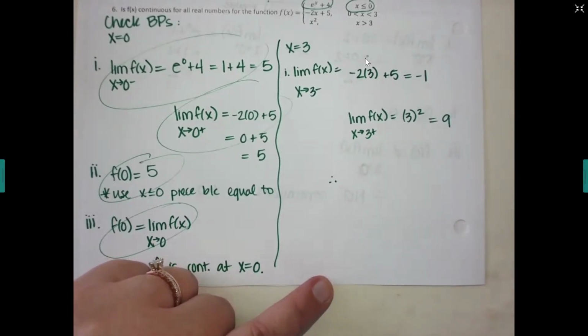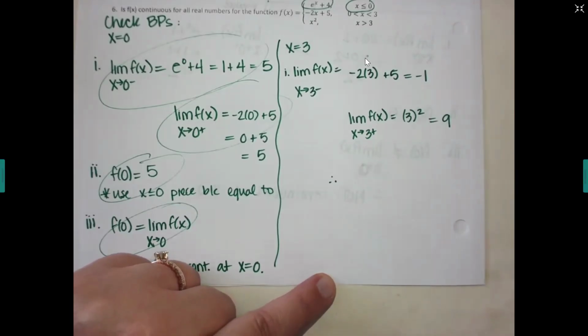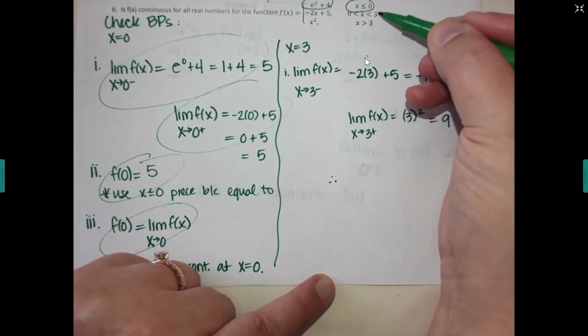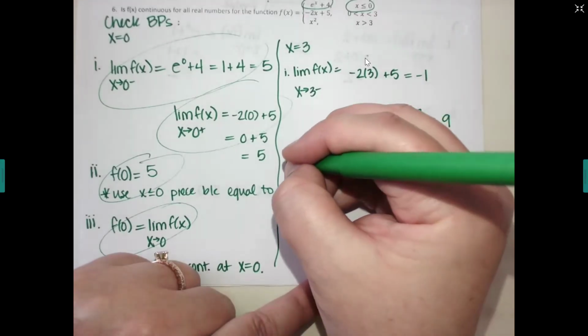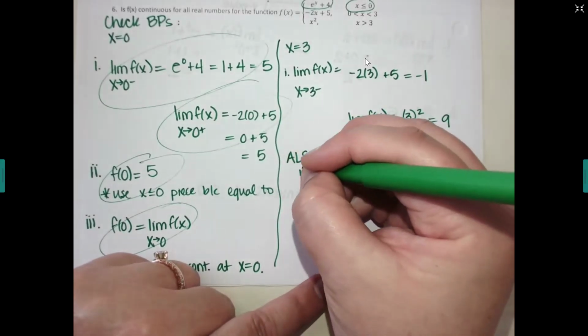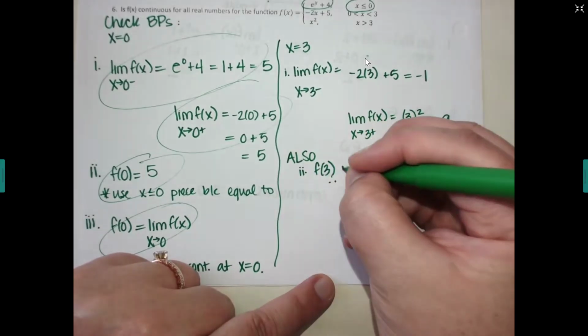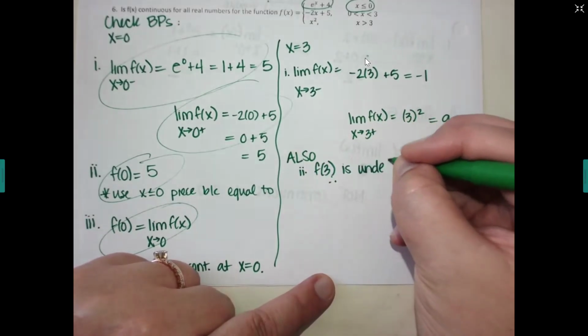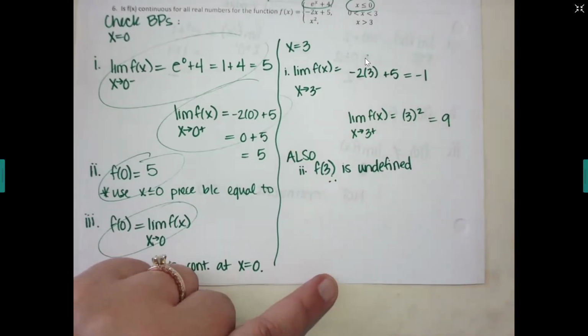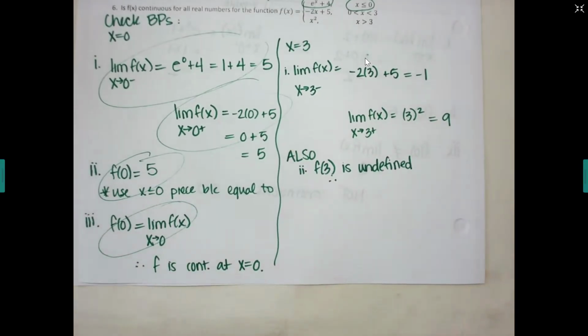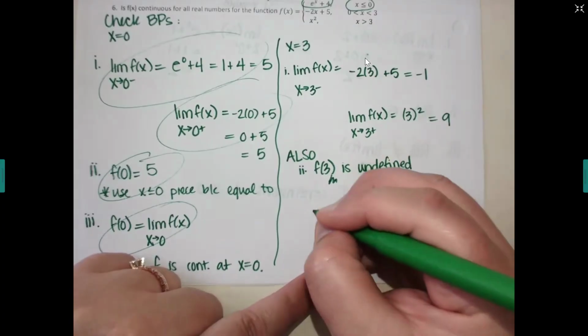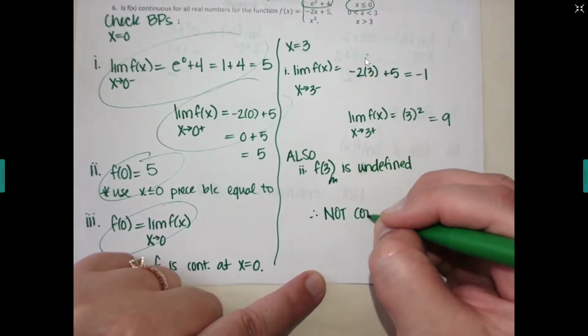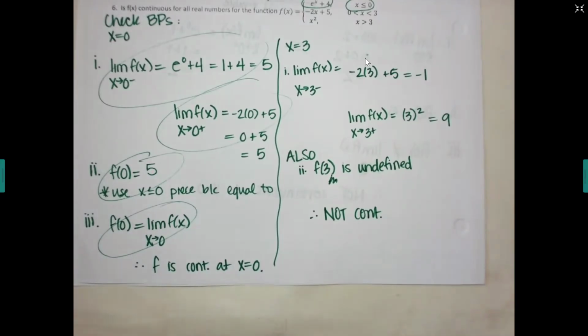Now, if you did, where's the equal to on 3? Do they have one? Does either one of them have an equal to built in? And it didn't get its own piece. So I'm going to put here also, okay, in step 2, f of 3 is undefined. So this one actually has 2 reasons, that really you could list either one of them as a problem. Unless all 3 conditions are met, it's not continuous anyways. So therefore, not continuous. Okay, any questions?